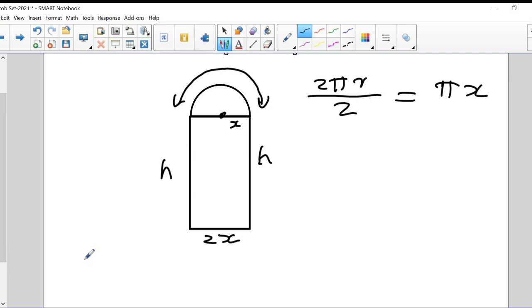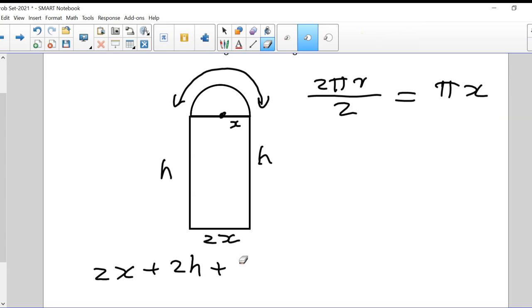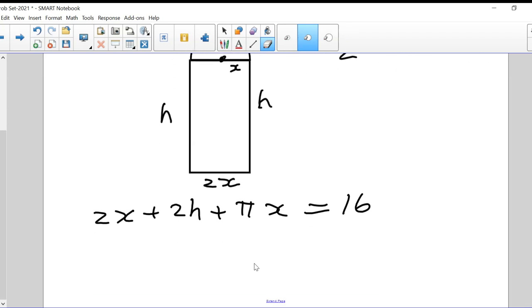So the total length of this thing, which we said is 16, would be the 2x here plus the h. Well, let's just say 2h because obviously there are two h's. So 2x plus 2h, plus the pi times x is equal to 16. All right, let me go with that again. 2x plus h plus another h, so 2h, and then this half of the circle is pi times x, equal to 16. And then you might want to isolate the h in this case. So 2h is equal to 16 minus 2x minus pi x.